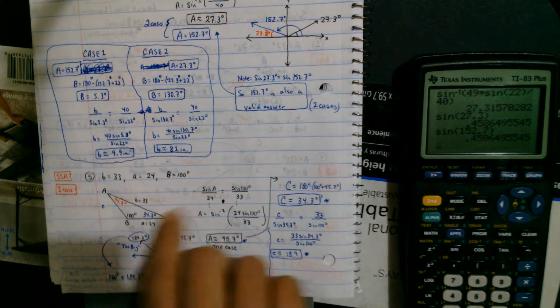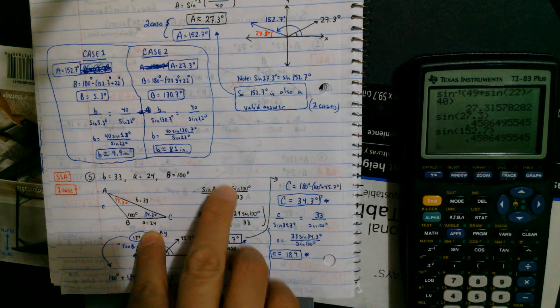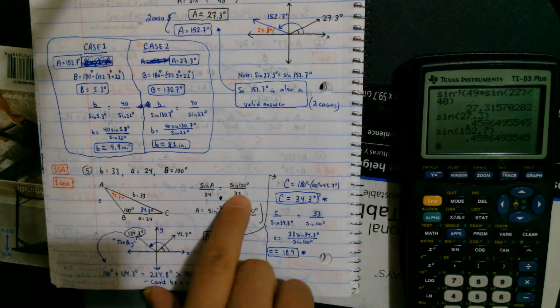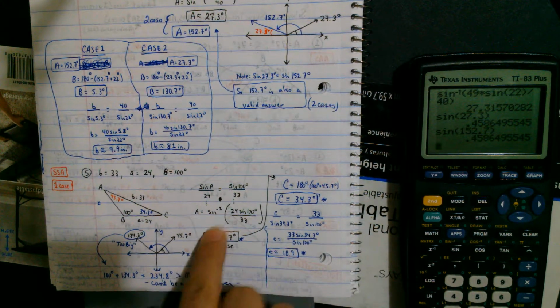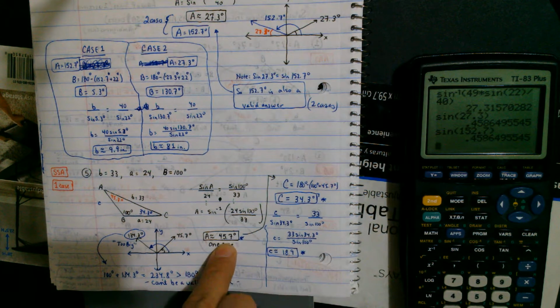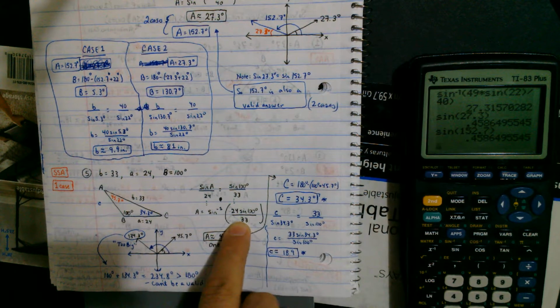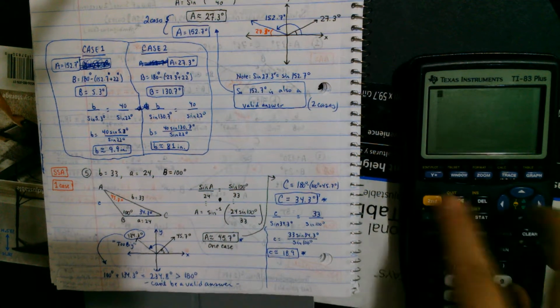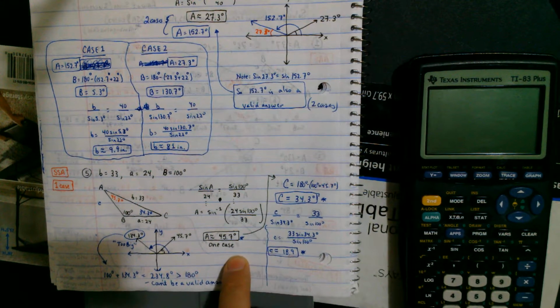So sine of A over 24 is equal to sine of 100 over 33. I multiply both sides by 33, then I take the sine inverse, I get this answer. So I get A, I'll leave it to you to plug it into your calculator. I get 45.7. Leave it to you.